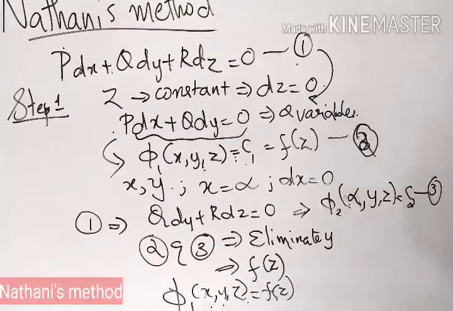This is how you do Natani's method. There's no particular rule as to how to find the variable which has to be put into a constant. That solely depends upon the question as well as our intuition. Always remember that whichever variable you are going to treat as a constant, the remaining Pfaffian differential equation in two variables should be easily integrable. That's how you do Natani's method.